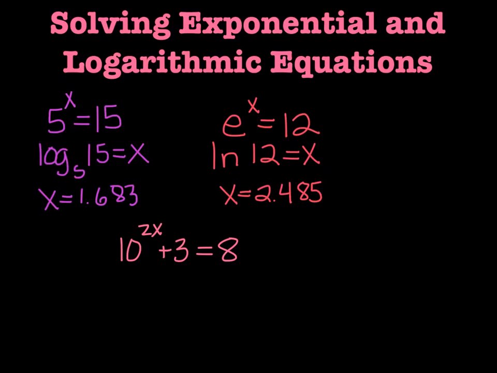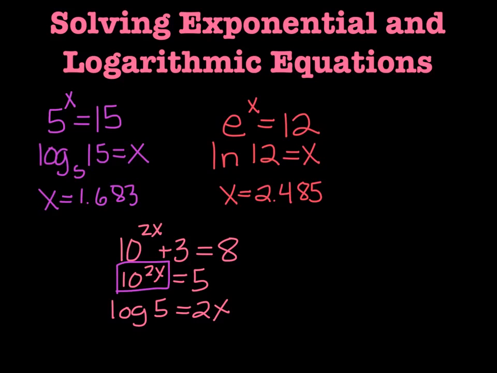They might get a little harder. Throw in a little plus 3, 10 to the 2x plus 3 equals 8. So first I have to take away 3, get the exponential part all by itself, and then we can rewrite it as a log. Log base 10 of 5 equals 2x. And then we can punch in log 5 in the calculator, divide it by 2, x equals 0.349. So as you can see, solving these, you just have to work PEMDAS backwards until you isolate your exponential function.